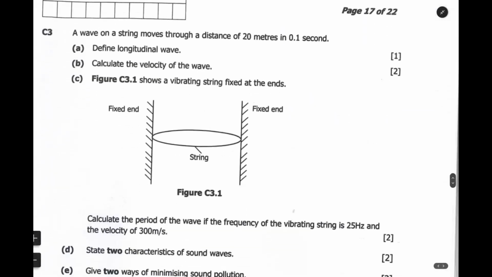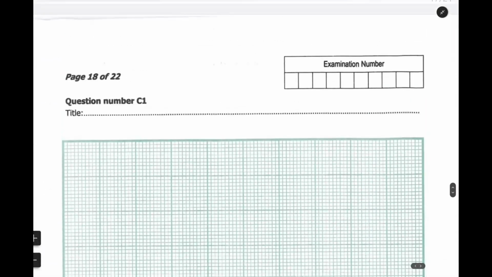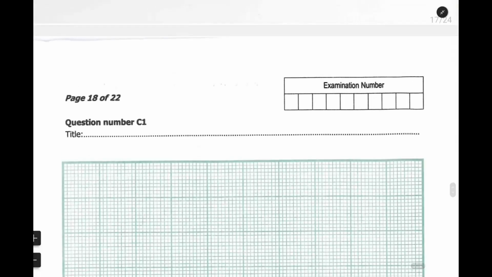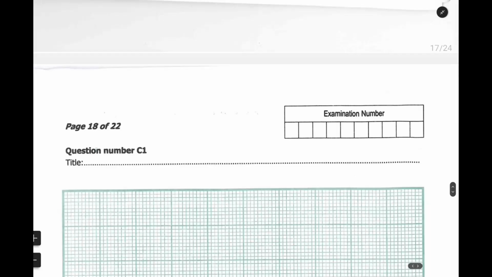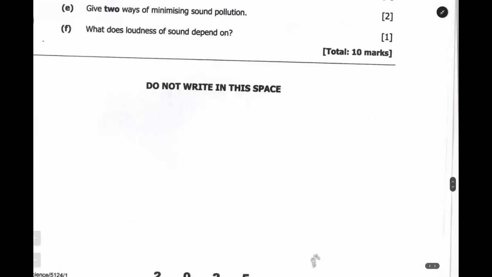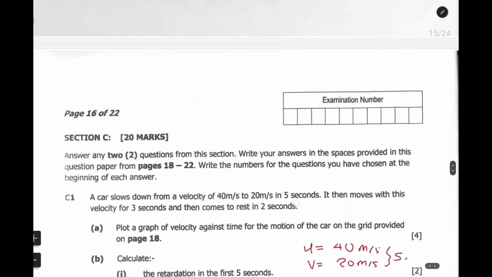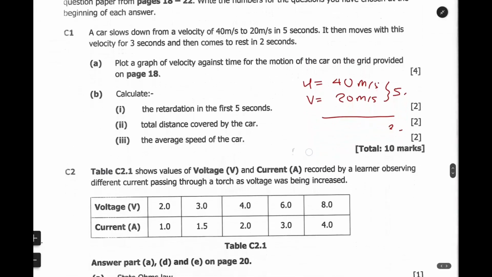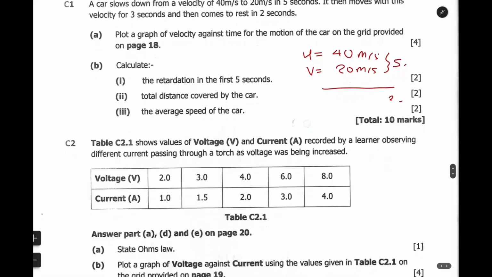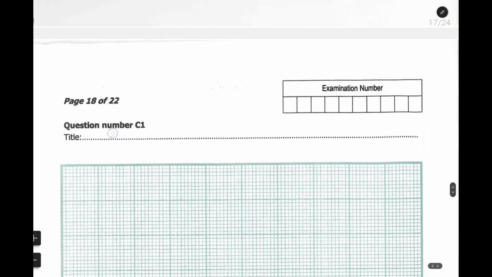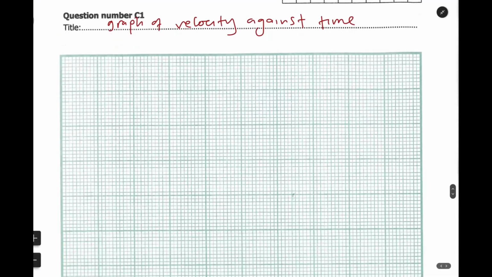So let us go to page 18. I guess you still remember the information. This is page 18. So we write the title. What is the title of the graph? They are saying plot the graph of velocity against time for the motion. So you are going to say graph of velocity against time. Okay, let us plot now.